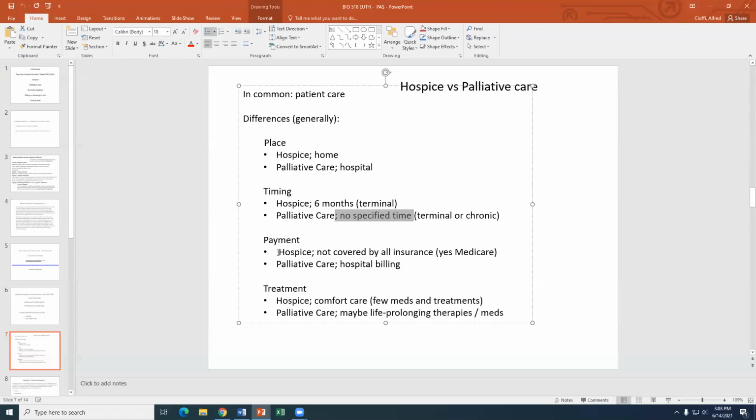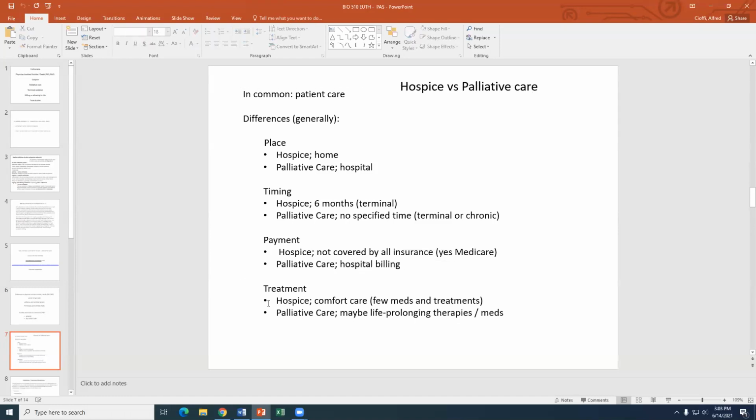The timing standard is 6 months for hospice, but there's no specified time for palliative care, in part because the patient is in a hospital, and so there is more emergency or critical care that can be given in a hospital, including, for example, a transfusion, and therefore it doesn't really have that 6-month standard that hospice has. Payment. The challenge with hospice is that it's not covered by our insurance. Medicare does, at least for the elderly, pick it up. Whereas palliative care goes through the hospital billing. So typically more insurances cover palliative care.